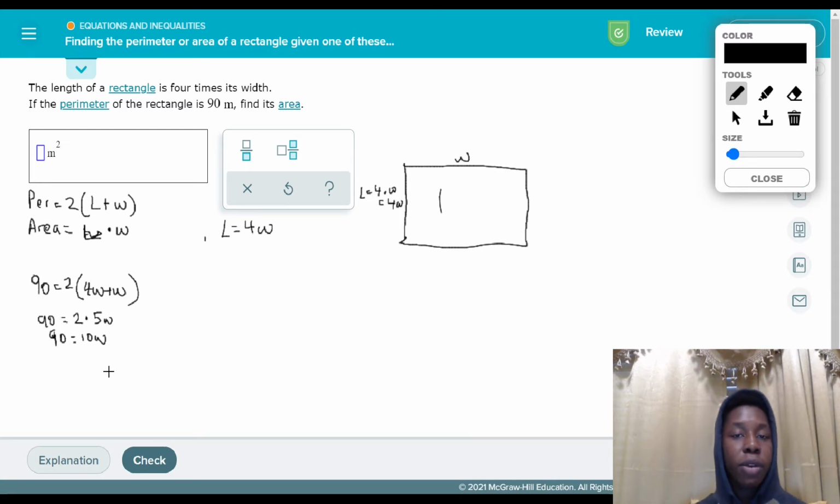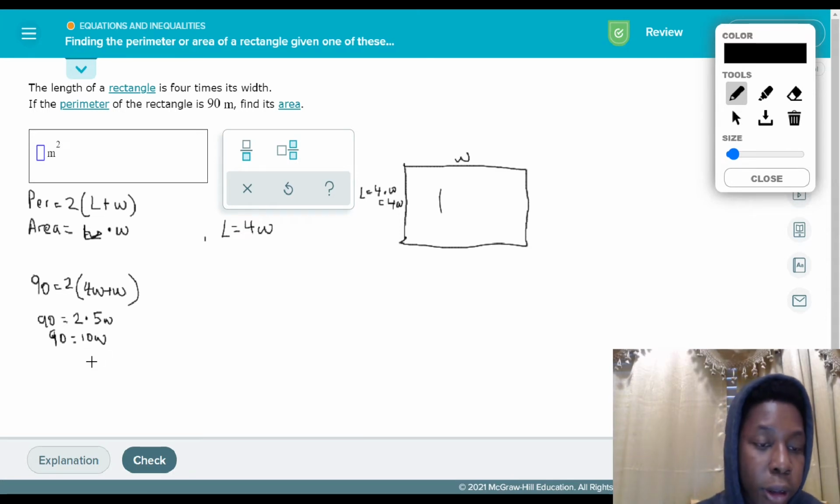Okay, so the next step is for us to divide both sides by 10, because 10 is attached to the w here. When we do that, this is divided by 10, it's also divided by 10. So when we divide this by this, it cancels out. 90 divided by 10, that's a 9, right? So this is 9 equals w. So w equals 9.